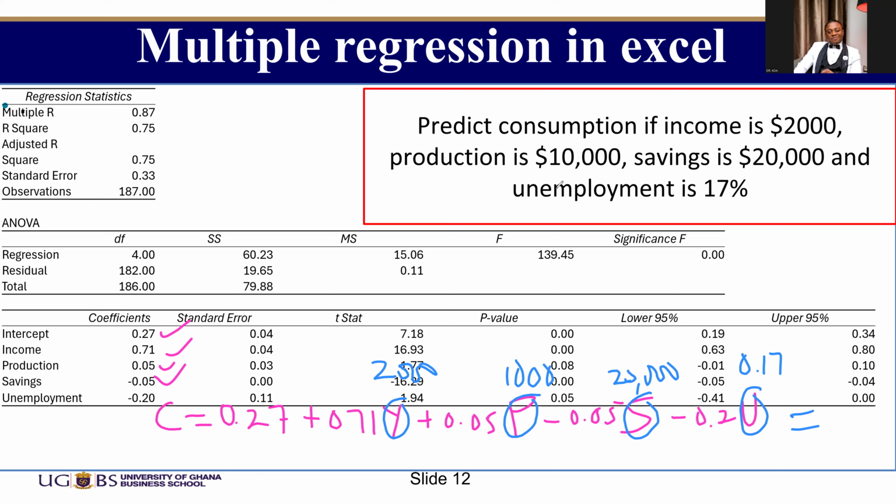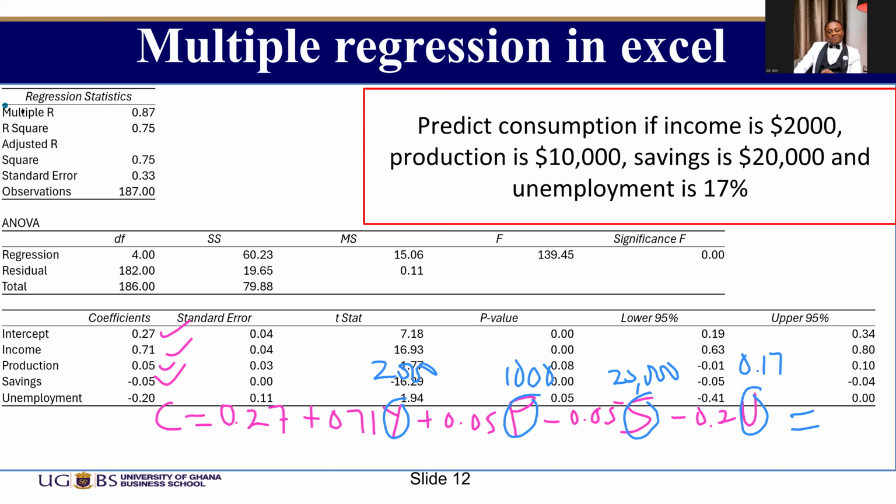That value will be the predicted consumption value. Okay? That will be the predicted value for consumption, knowing the values of these other independent variables. That's how you do prediction. So prediction for regression is very simple, you know.